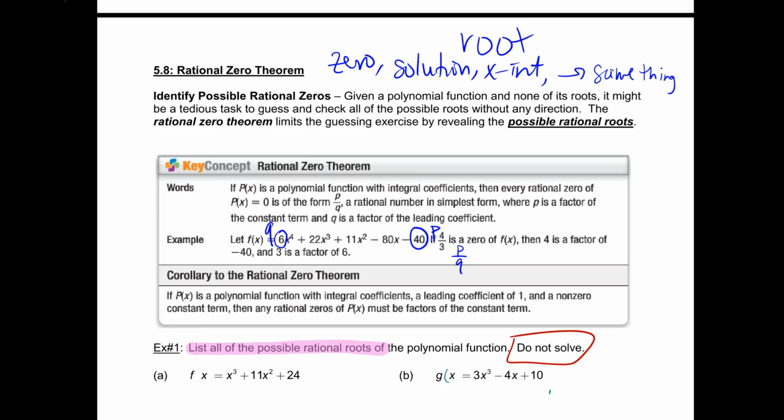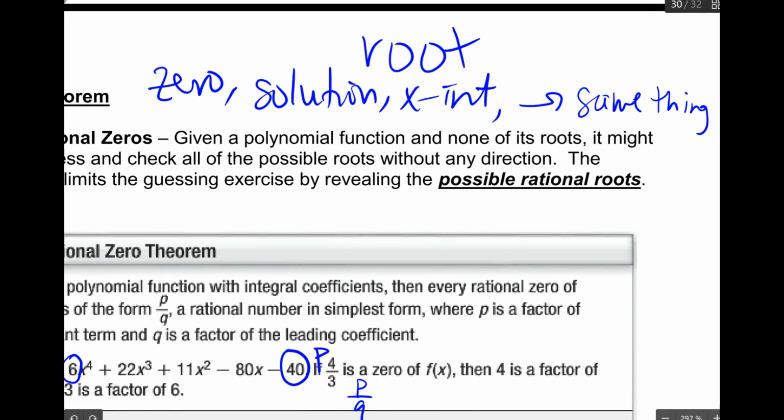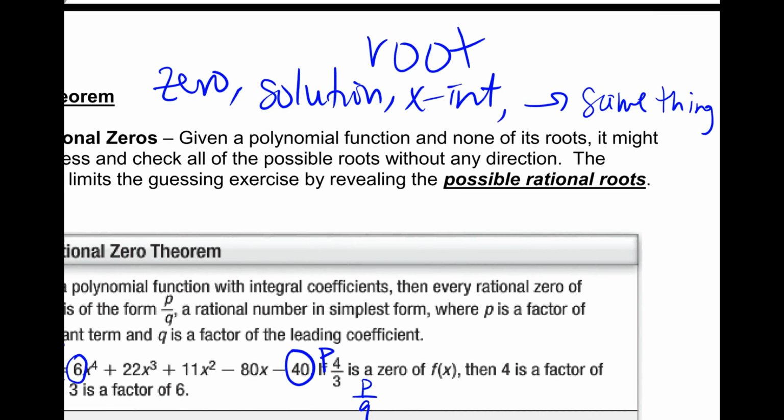Welcome to screencast of 5.8, the rational zero theorem. One thing I want to mention is that the words zero, solution, root, and x-intercept all mean the exact same thing.